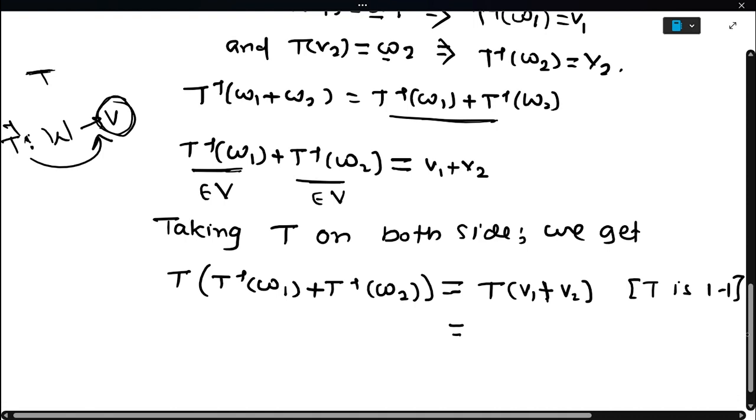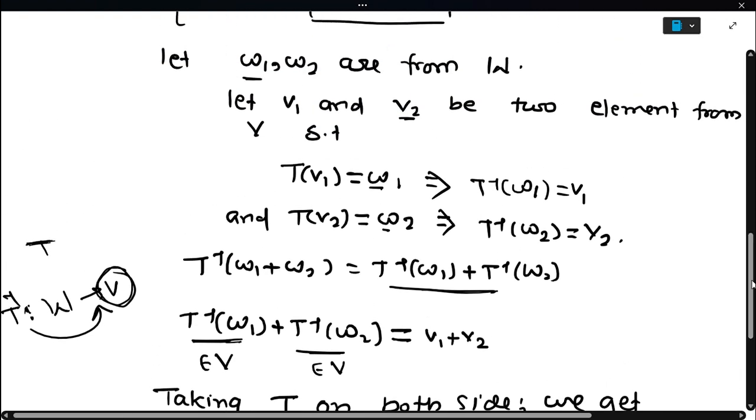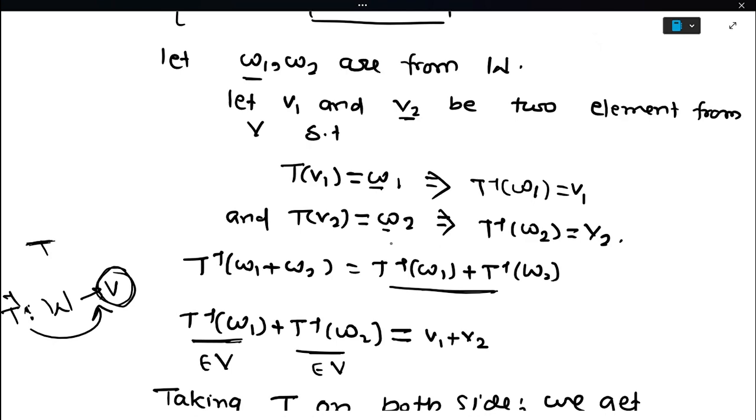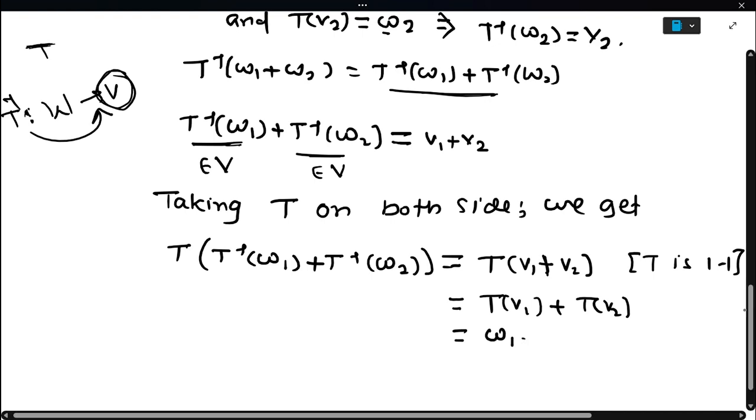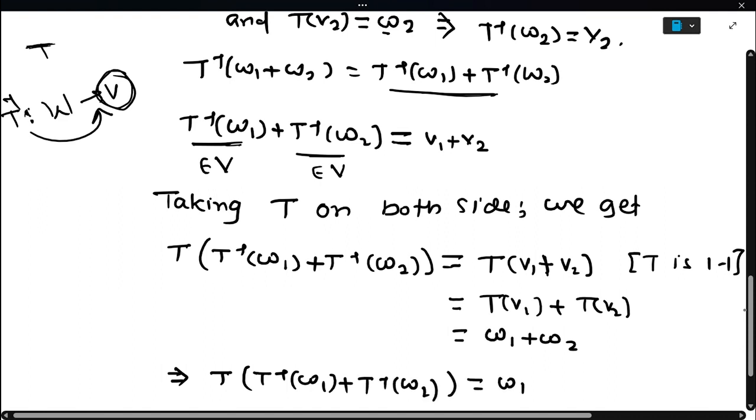And now due to linearity of T, we have T of V1 plus T of V2. And also we know that T of V1 is nothing but W1 and T of V2 is W2. So we can write here W1 plus W2. This will imply T of (T inverse of W1 plus T inverse of W2) equal to W1 plus W2.